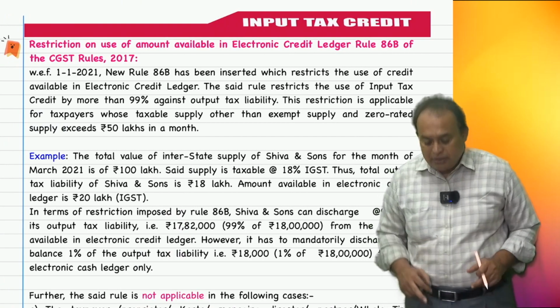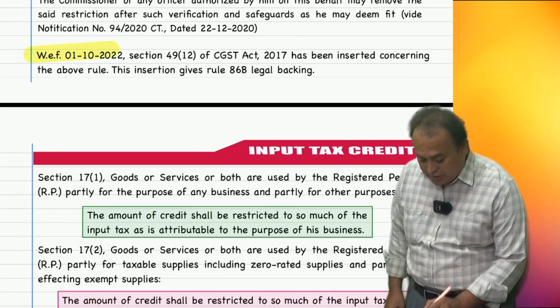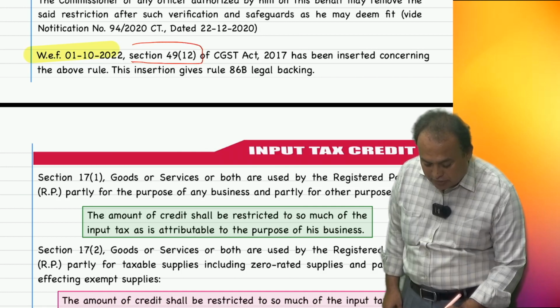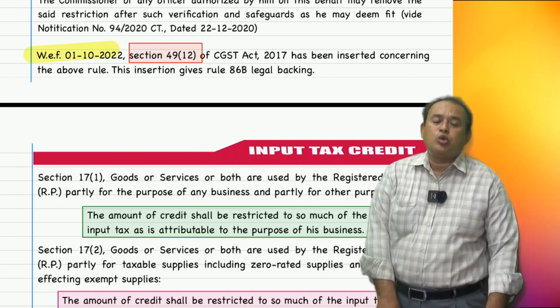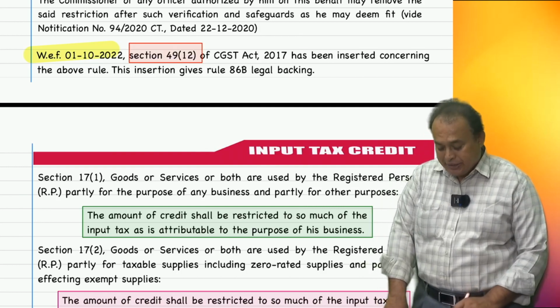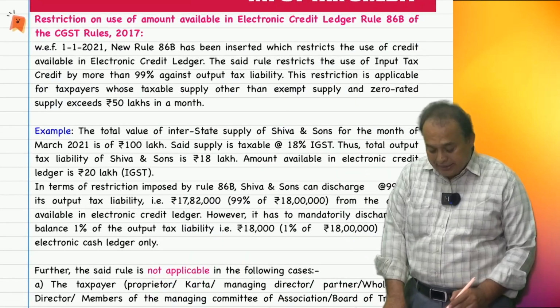Rule number 86B is supported by section 49 subsection 12. What is section 49 subsection 12 of the CGST Act, read with rule number 86B? It says, here they said 99%.